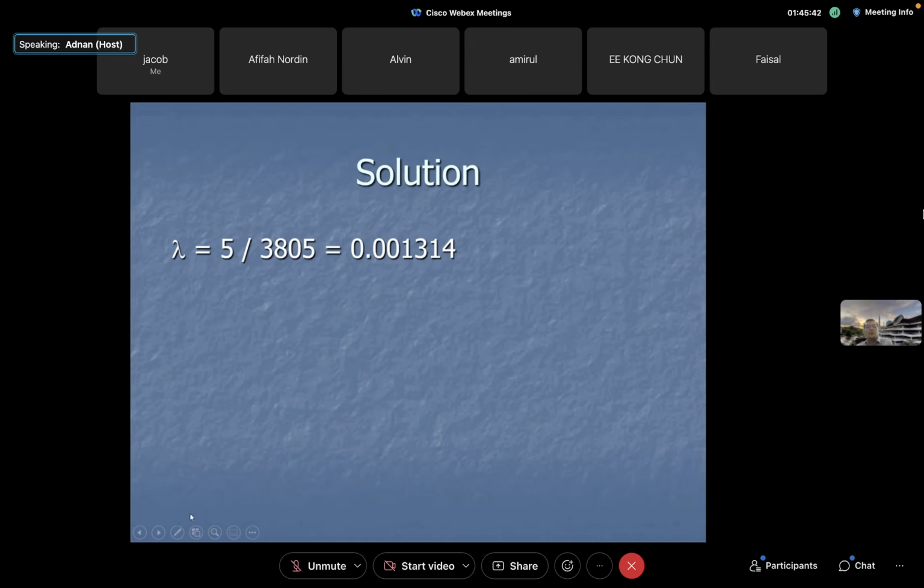So we have lambda equal to 5 failures over the operating hours, which gives lambda equal to 0.001314. That is how we calculate it. And the mean time between failure, remember, is just 1 over lambda.